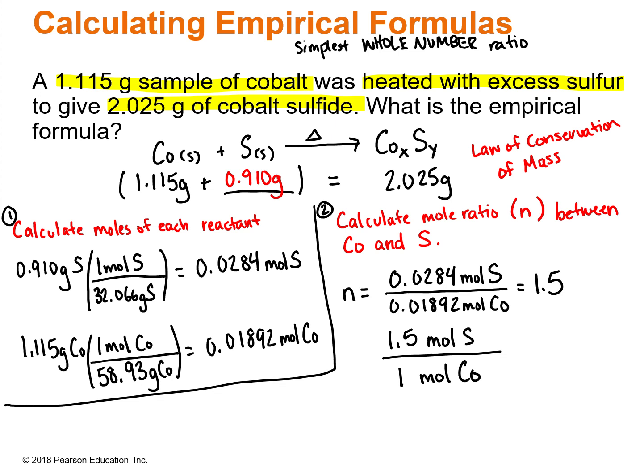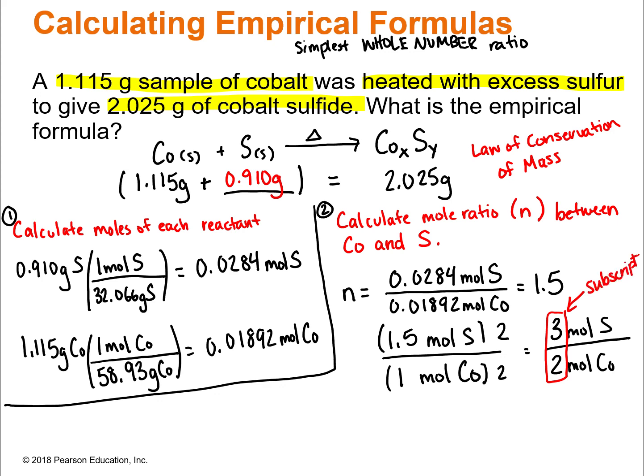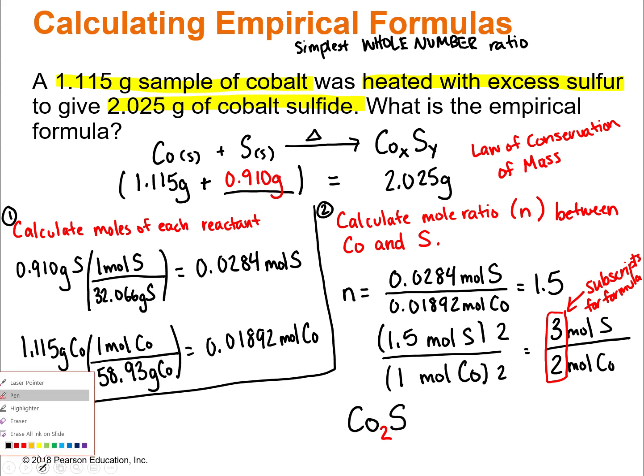We need to figure out a way to have 2 whole numbers here. Well, if you multiply them both by 2, then you get 3 moles of sulfur for every 2 moles of cobalt. Those are whole numbers. And these whole numbers translate into the subscripts for our formula. And that's our empirical formula.